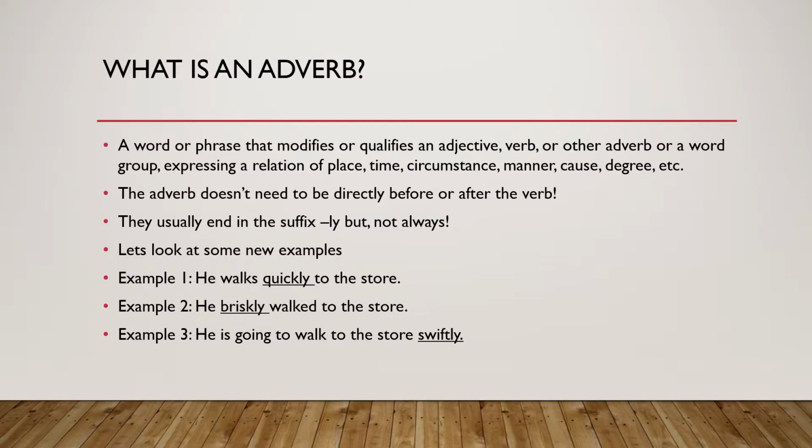Let's look at some new examples. Example 1. He walks quickly to the store. Example 2. He briskly walked to the store. Example 3. He is going to walk to the store swiftly. These examples show how the adverb can be anywhere in the sentence, not just next to, before, or after the verb.